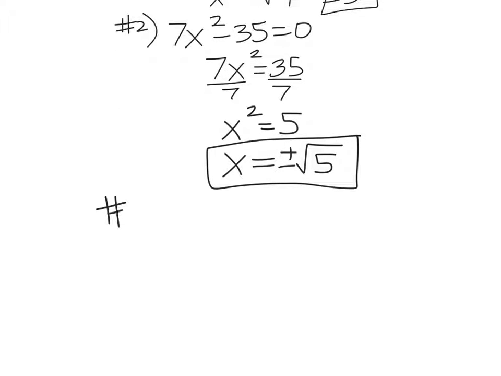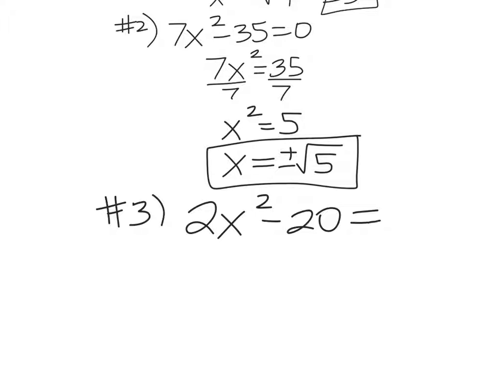All right, number 3. Ooh, here we go. 2x squared minus 20 equals 20.